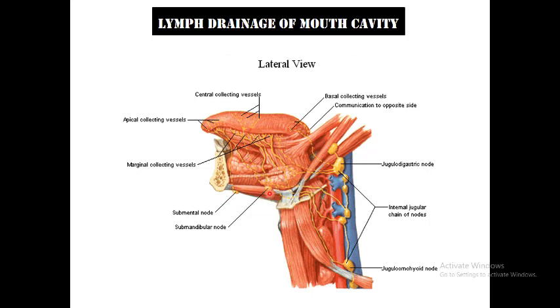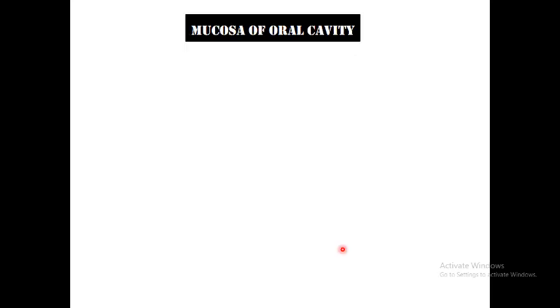The submandibular lymph node, which lies below the mandible. And this lymph node, which runs around the internal jugular vein, is called the deep cervical lymph nodes. So three groups: submental, submandibular, deep cervical lymph nodes.